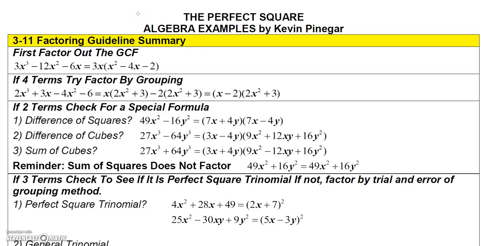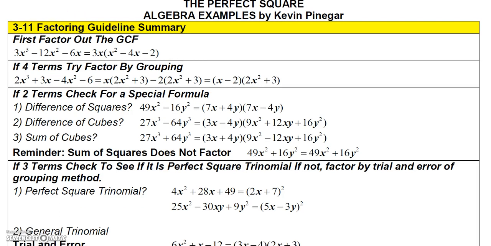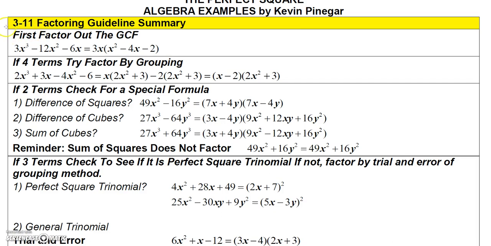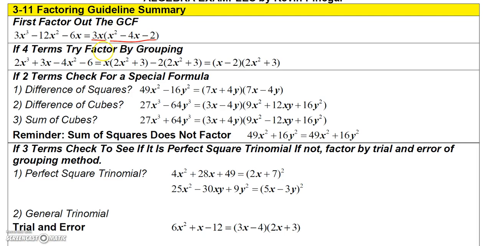This is just a summary of factoring guidelines that you might find helpful, and it won't last too long. Let's take a look at some of my notes. Always check first to see if you can factor out the greatest common factor, like I did here, 3x cubed minus 12x squared minus 6x. The greatest common factor is 3x. So do that first, and then check and see if you can factor the trinomial.